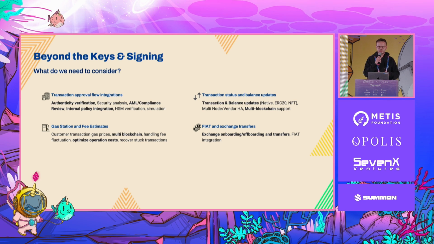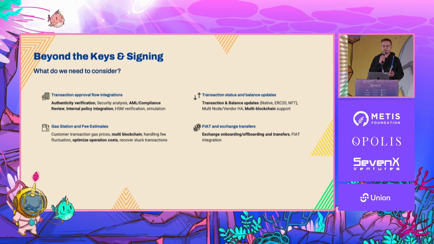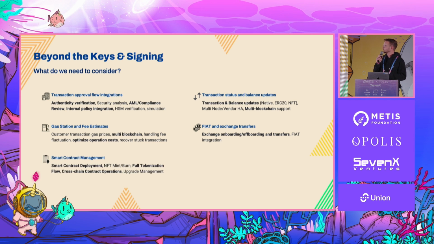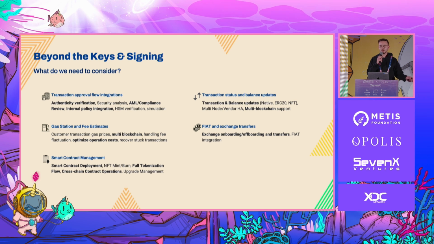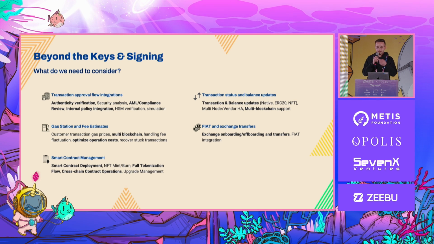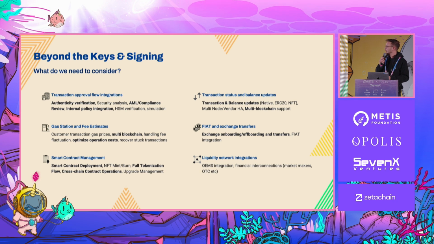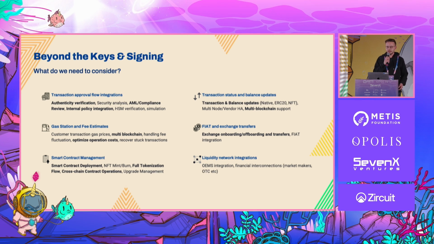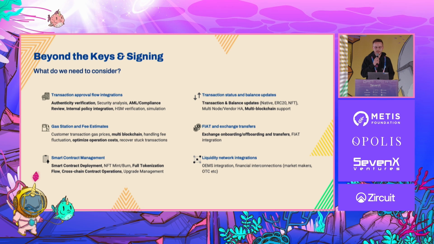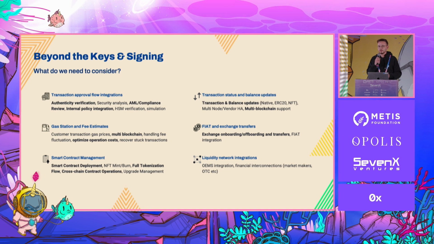Fiat and exchange transfers: if you need an off-ramp or on-ramp for fiat into your product, make sure you understand that you need integrations to fiat providers. And smart contract management, the entire life cycle of smart contract management, such as deployment, minting, upgrading, and basically performing different contract operations. Liquidity network integrations: if you are looking to get access to liquidity, market makers, OTCs, you need to make sure that you establish all of these integrations with them.